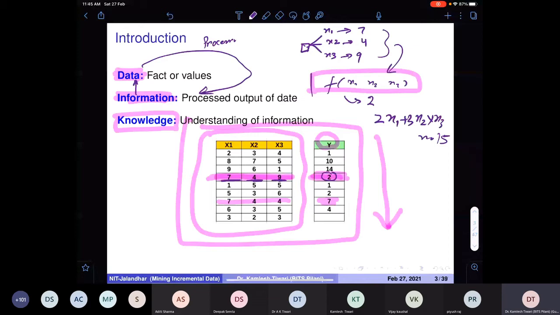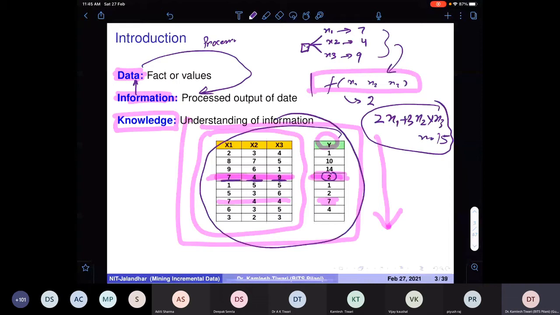If the exact format of this particular function is known to you, then do you need to store this table into your memory? No, you need not store this, because you know that whenever a new item is coming, you can immediately apply it over here and find out what the value is. Then this particular table is not needed.